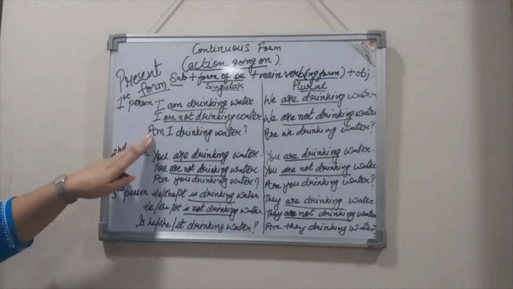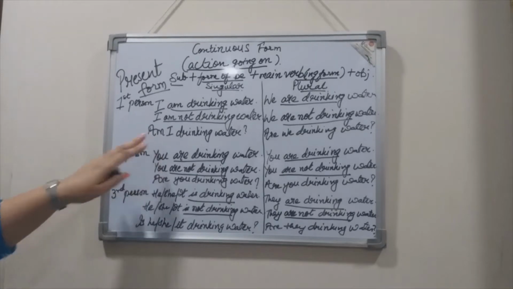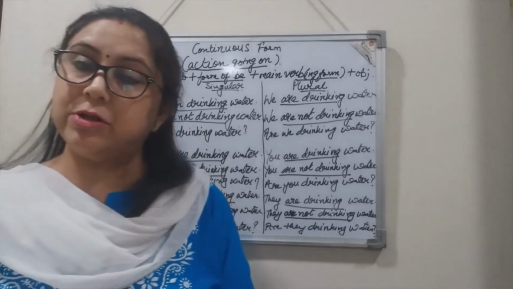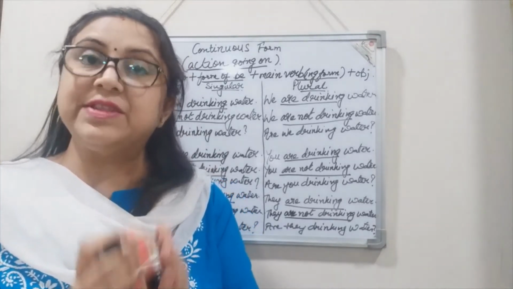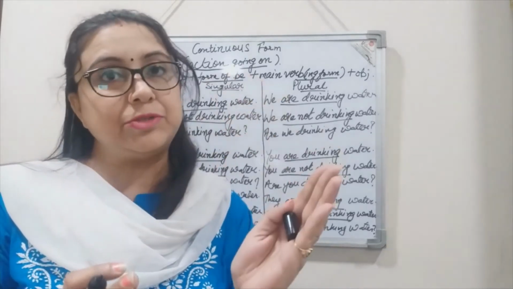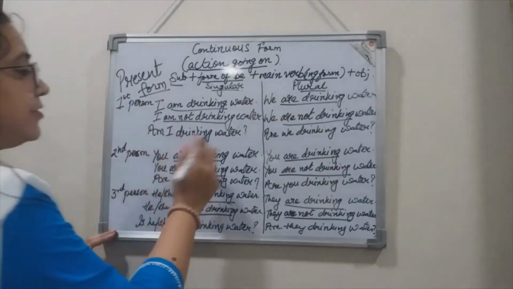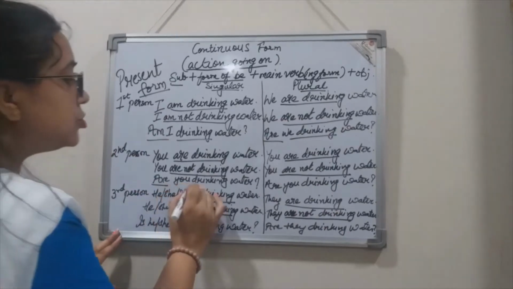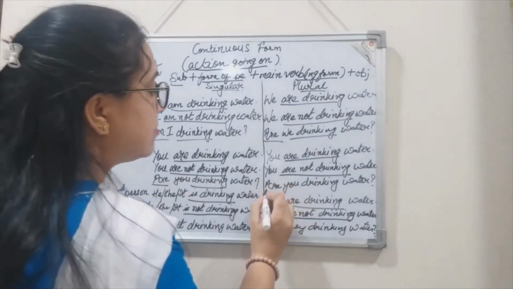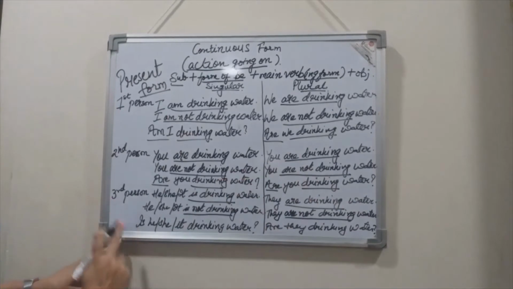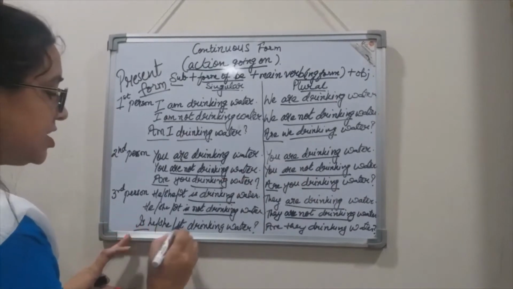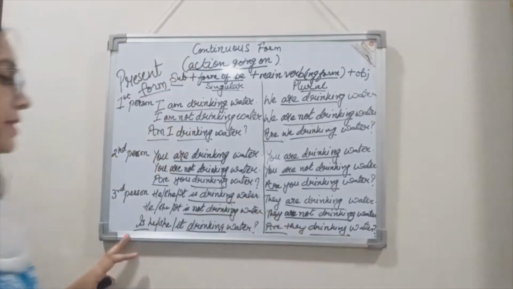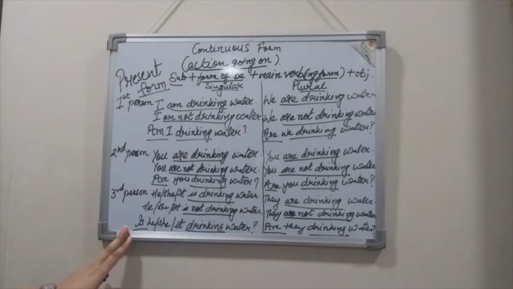Now moving on to the interrogative form. I am becomes am I, as it is. I've told you earlier also that in interrogative, that is in the question form, the helping verb comes in front. So am I drinking water? Are we drinking water? Are you drinking water? In plural number the same, are you drinking water? Third person singular number is he, she, it drinking water. Plural number, are they drinking water? So these are the sentences in interrogative form.